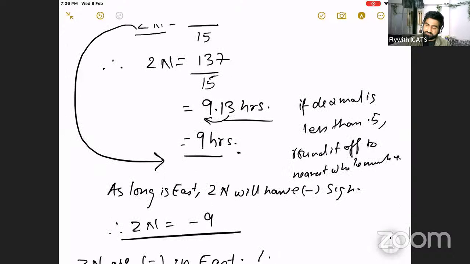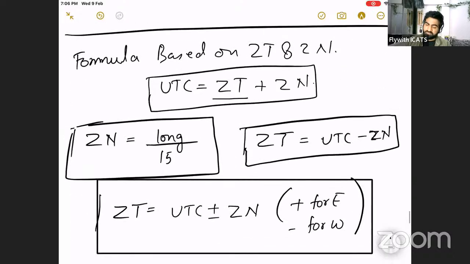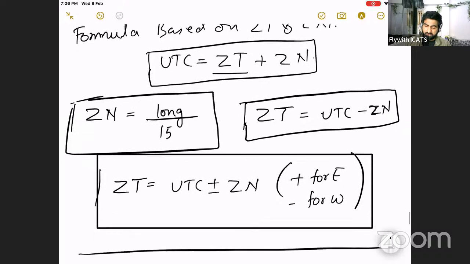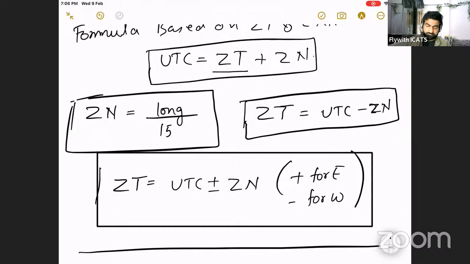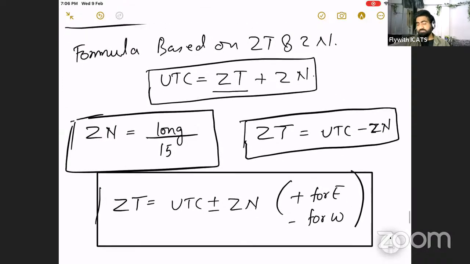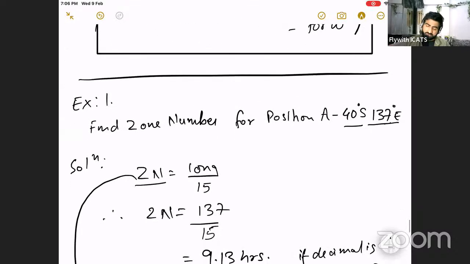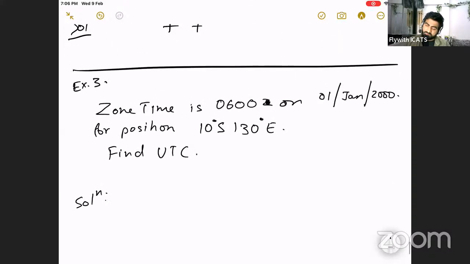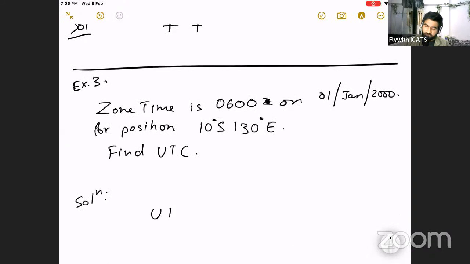What is the formula, students? UTC is equal to zone time plus zone number. First, find the zone number properly. Zone time is given to you. Depending upon what your zone number is, plus or minus, you will either add or subtract that value to your zone time, and you'll get your UTC. So the formula: UTC is equal to zone time plus zone number.